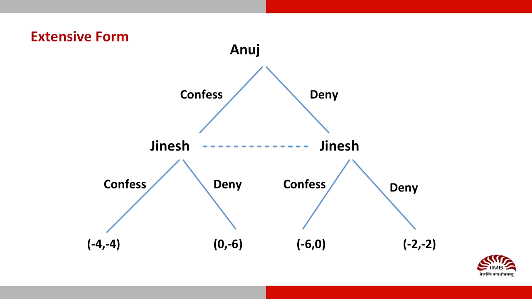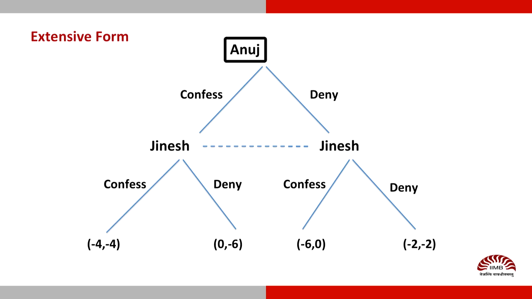So, in this particular case, both Anuj and Jinesh don't know what the other has chosen, either to confess or to deny, when they take their particular actions. Each point where one of the players has to take a decision is called a decision node. And as you can see, at some point the game ends and the payoffs are decided.